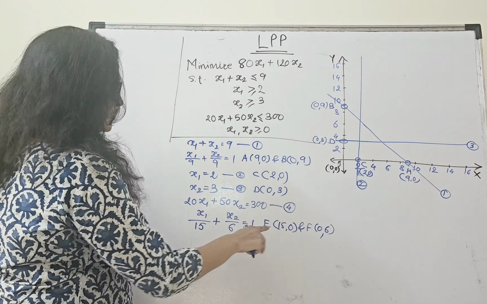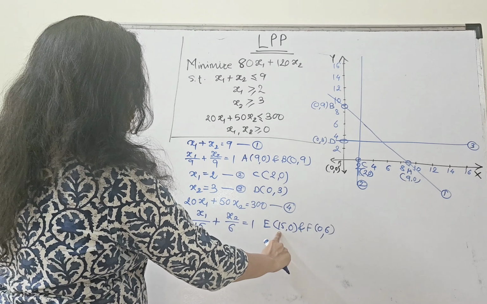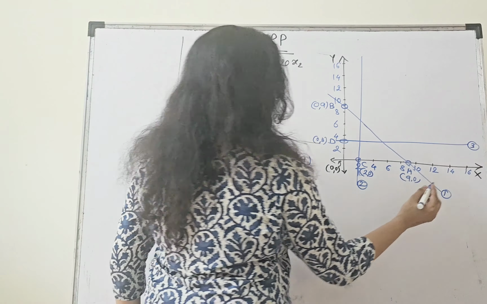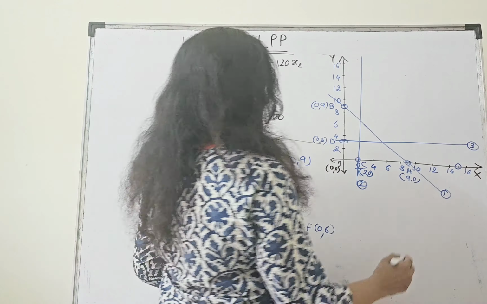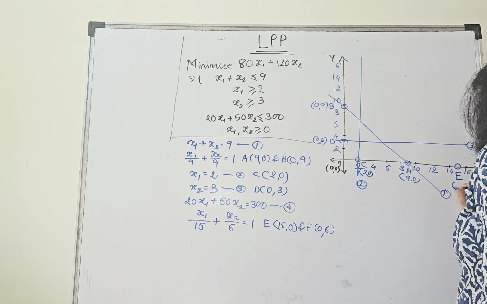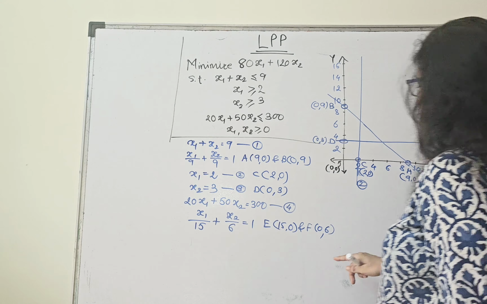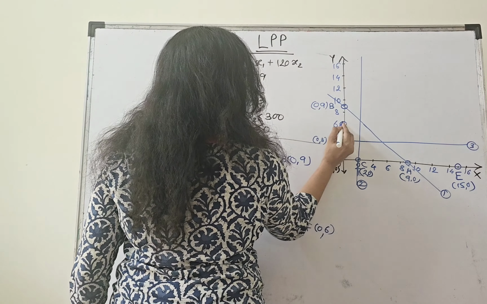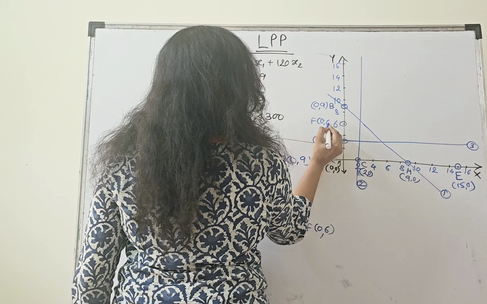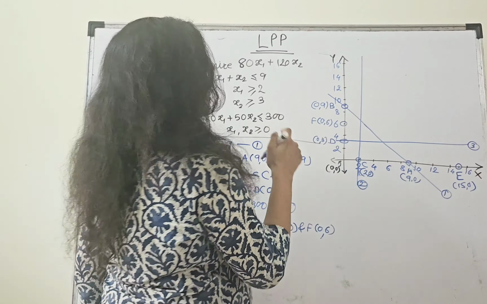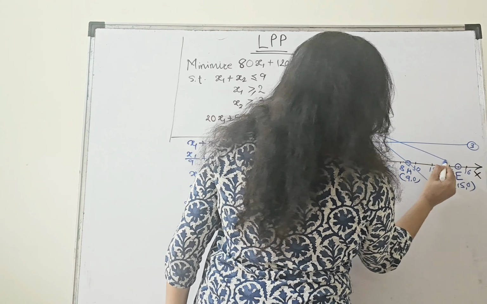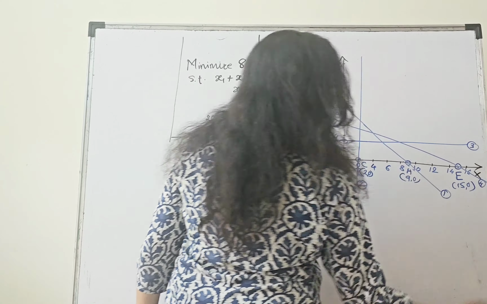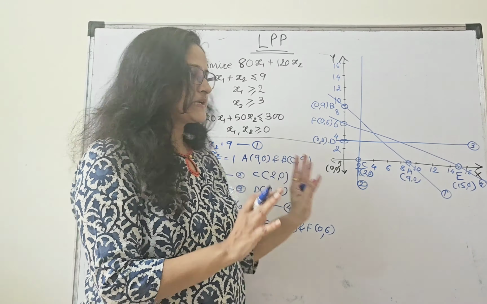Now equation 4, you have got 2 points here. So 15, 0 is the first, correct? 15 on the x-axis and 0 on the y-axis. So this is nothing but point E. E is what? 15 and 0. And F is what? 0 and 6. So this is point F, 0 and 6. Now again join these 2 points and you will get the line number 4. Yes, so this is my line number 4. So all the 4 lines are done here.